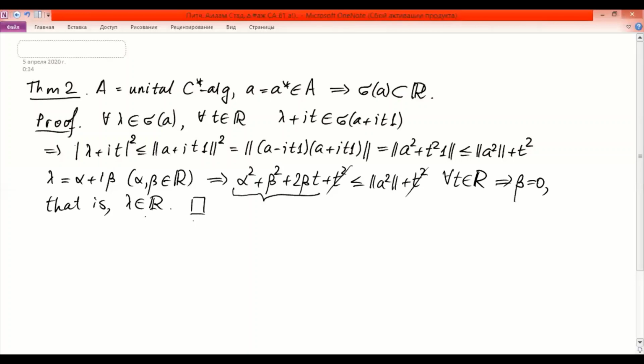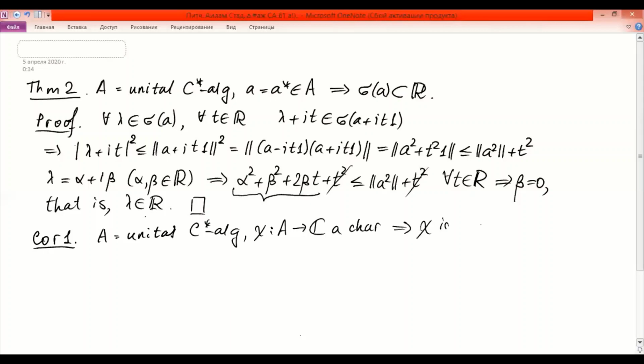Okay, now here's a couple of corollaries of this result. So, corollary 1. If A is a unital C-star algebra, and if chi is a character of A, then chi is a star character. So it's a star homomorphism from A to the field of complex numbers.